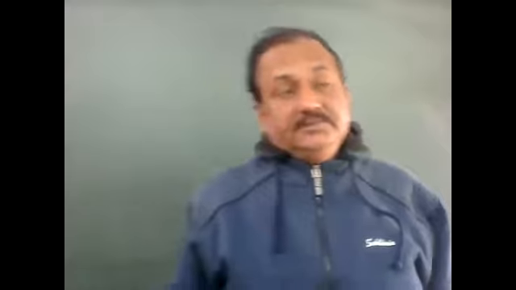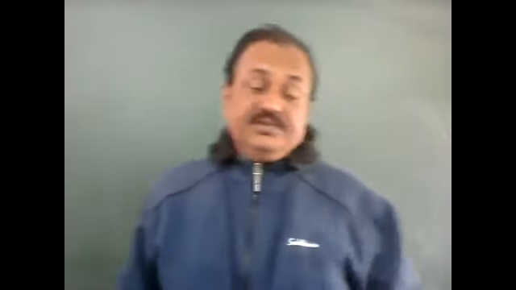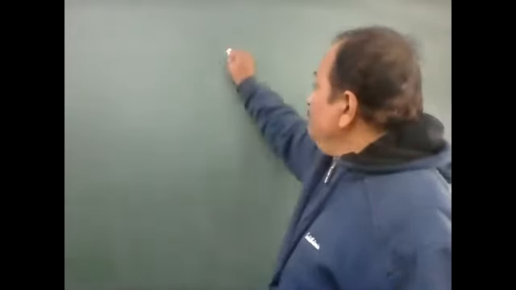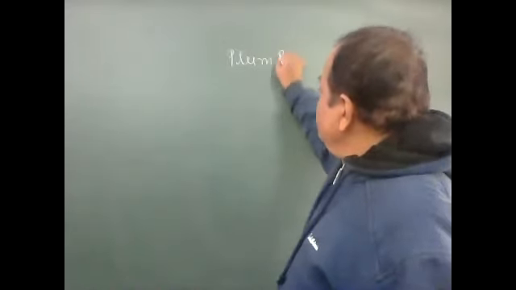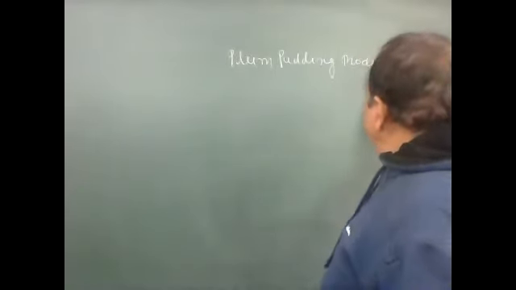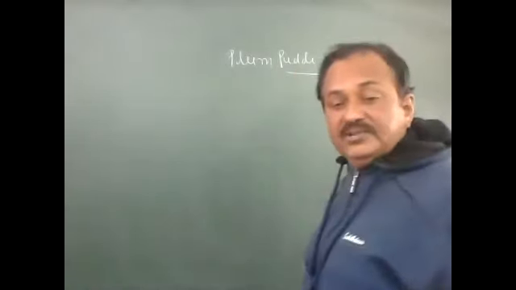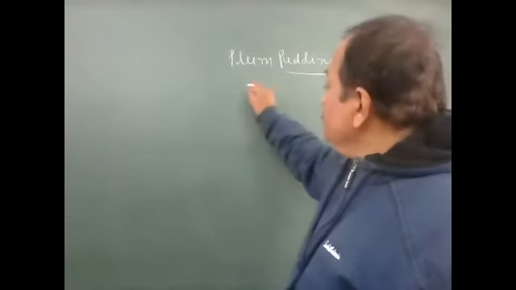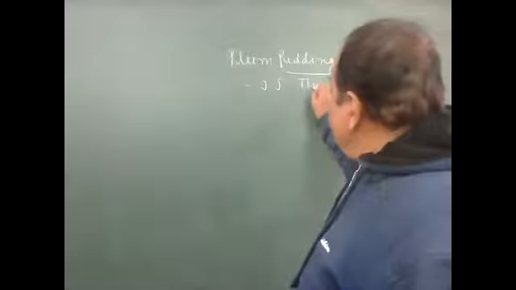I'm going to explain today a very important part about the atomic structure. Children, many attempts were made to assign the structure of atoms, and the first was the plum pudding model. This model was developed by J.J. Thomson.